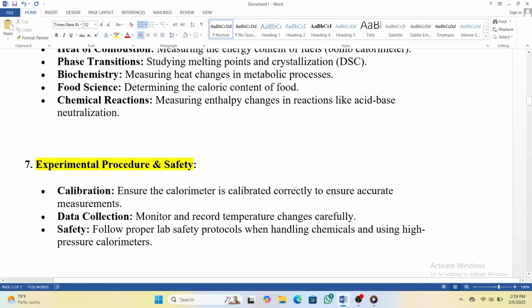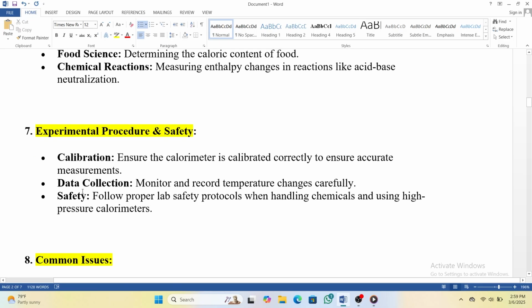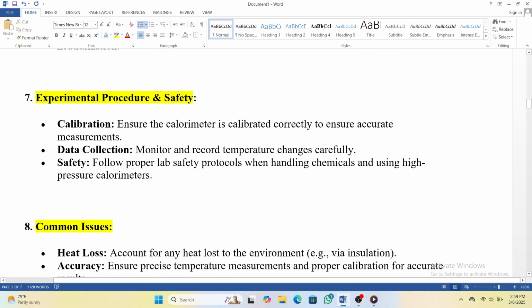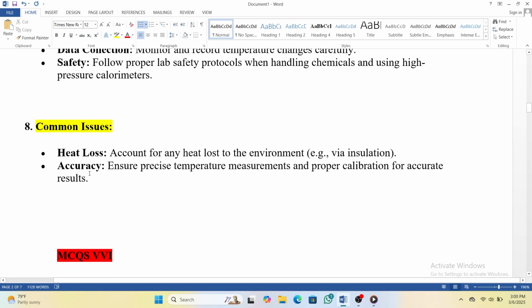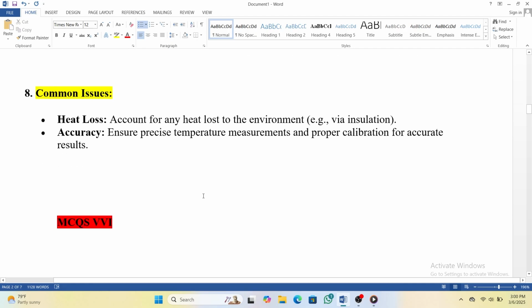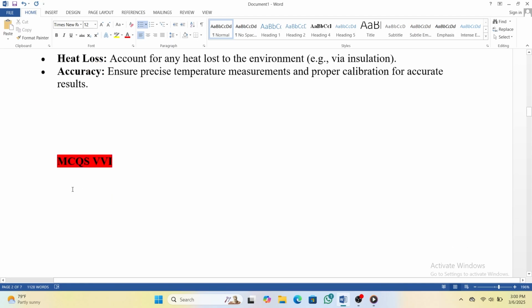7. Experimental procedure and safety. Calibration: ensure the calorimeter is calibrated correctly for accurate measurements. Data collection: monitor and record temperature changes carefully. Safety: follow proper lab safety protocols when handling chemicals and using high-pressure calorimeters. 8. Common issues. Heat loss: account for any heat loss to the environment, for example via insulation. Accuracy: ensure precise temperature measurements and proper calibration for accurate results.